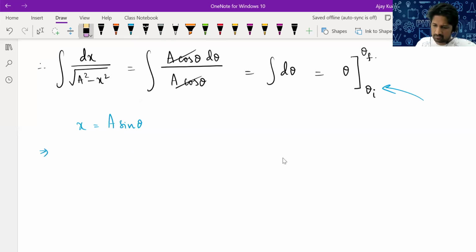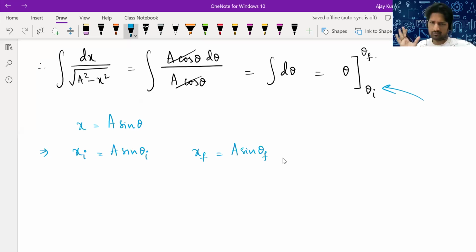To make it more easily understandable, you can say x initial is equal to a sine theta initial, and x final is a sine theta final, where theta is some new variable. Now we took the initial value of x as minus a. So minus a is equal to a sine initial theta. A gets cancelled, so you get sine of initial theta is minus 1. Quickly tell me, sine of what angle is minus 1?